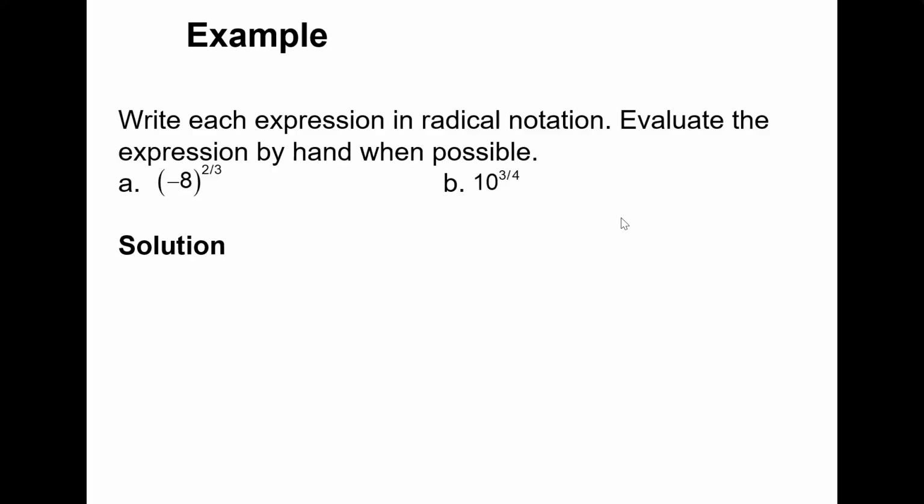All right, so here we're supposed to write each expression in radical notation and then evaluate the expression by hand if possible or when possible. All right, so here we're going to rewrite that as the third root of a negative 8 squared. Okay, so that's what it's going to look like. Now, being a third root, so if we think about 8, that's 2 times 2 times 2. So that's going to be a negative 2 times negative 2 times a negative 2. And the third root of that's going to be a negative 2. Negative 2 squared will be 4.